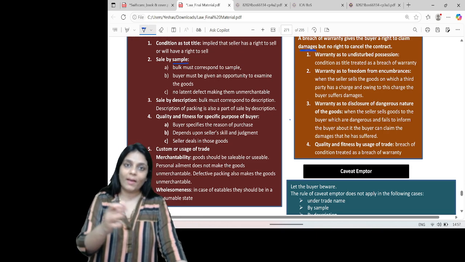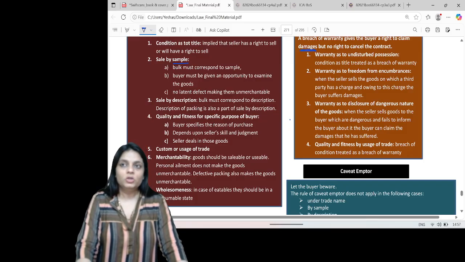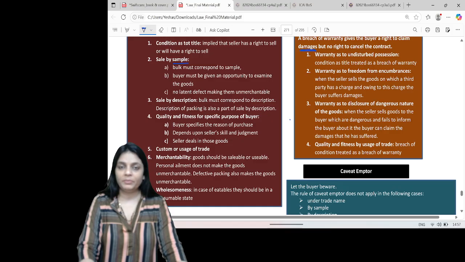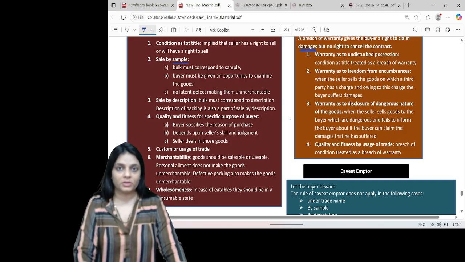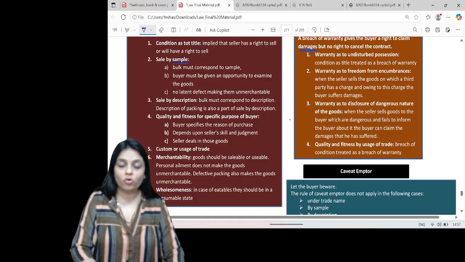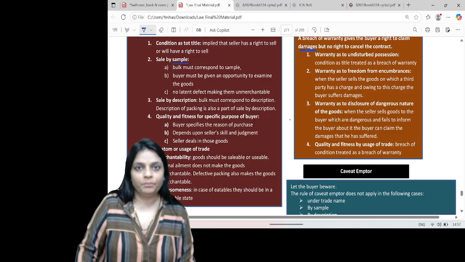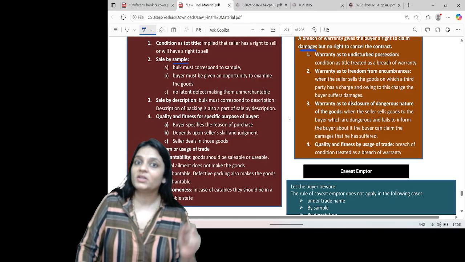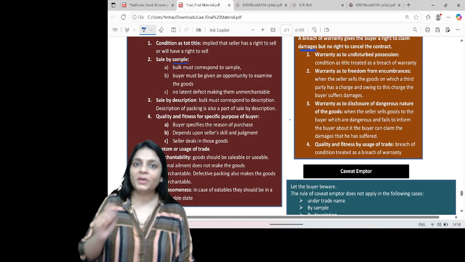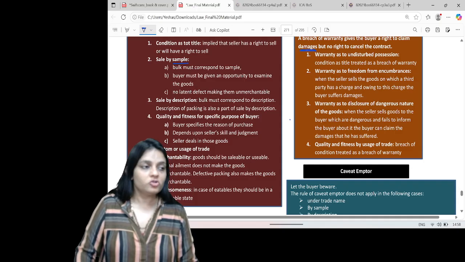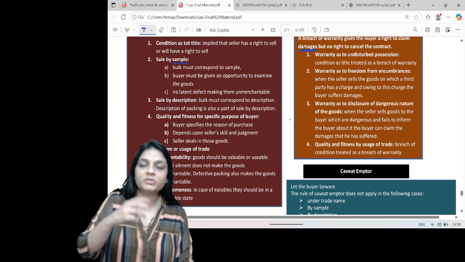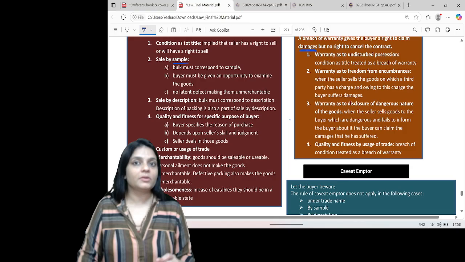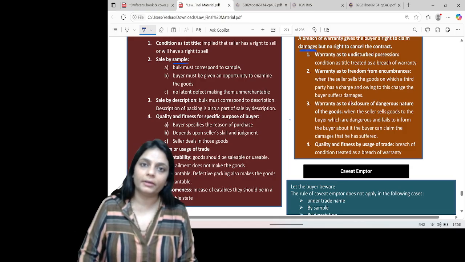The next one is sale by sample as well as description. Sample is when I'm only showing you the sample. Description is when I'm only describing the goods to you. Sample and description is when the seller shows you the sample as well as gives you the description. When goods are sold by sample as well as description, the bulk must correspond to the description and the sample. The goods must be described as they are known in the market. If I have a generic name for the goods, I cannot use any other name for the same goods.